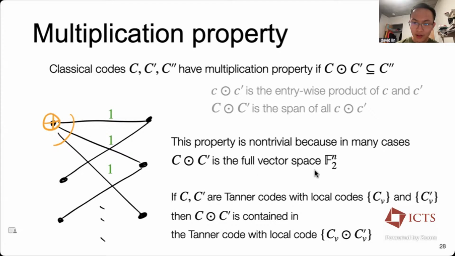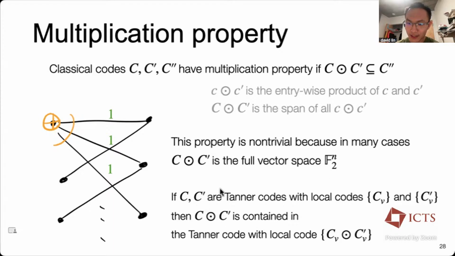Okay, but back to our context. What we want to discuss today is the Tanner code. Tanner code is a very useful tool in the sense that you can turn small local codes into some large codes. And actually, this feature also carries over to these multiplication properties.